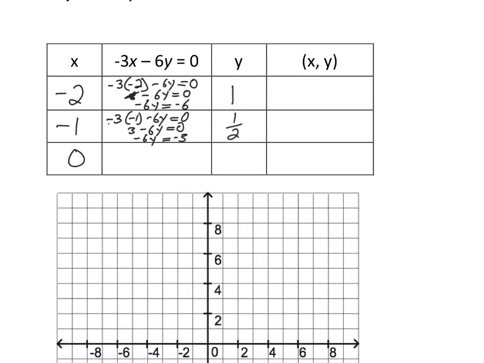And then finally, negative 3 times 0 is 0. So if that's the case and I take negative 6, because this 0 is insignificant, if I take 0 and divide it by negative 6, I also get 0. Writing my coordinates.